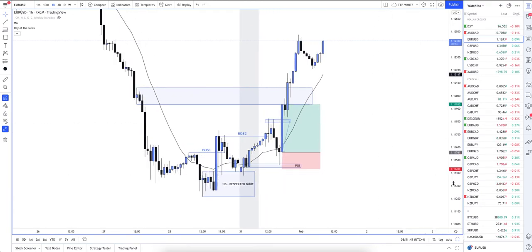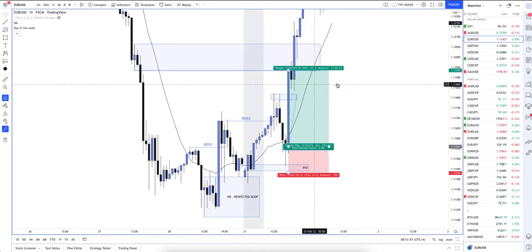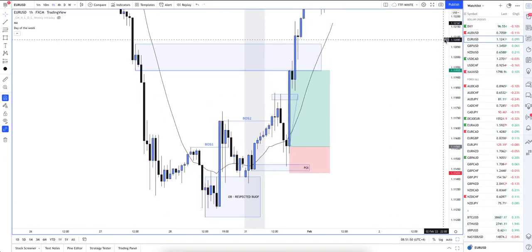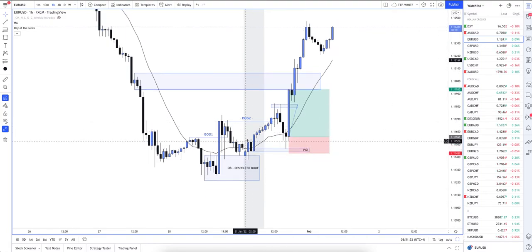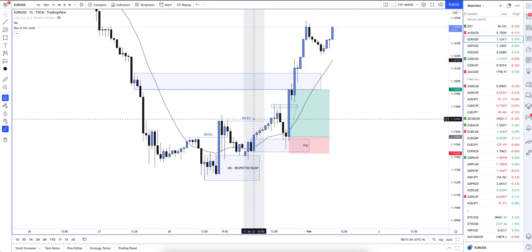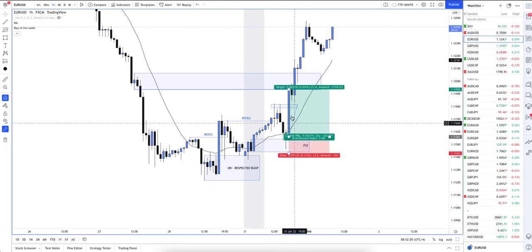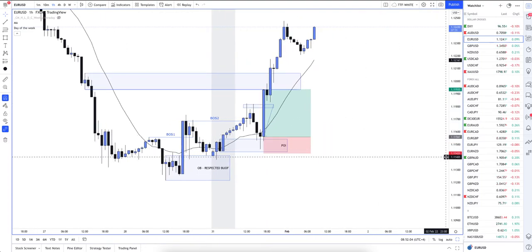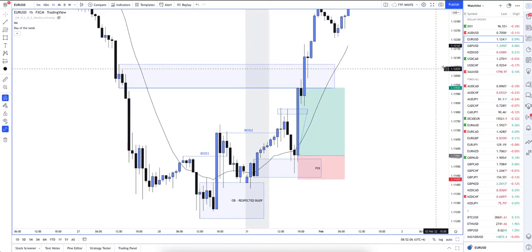Now, when we look at the point of interest on the hourly time frame, it is this one here. This is the area that becomes interesting, where we could come back into to grab that liquidity and grab those orders to actually take that market and fuel that next move in this market. So that's all I would have done on the hourly time frame.